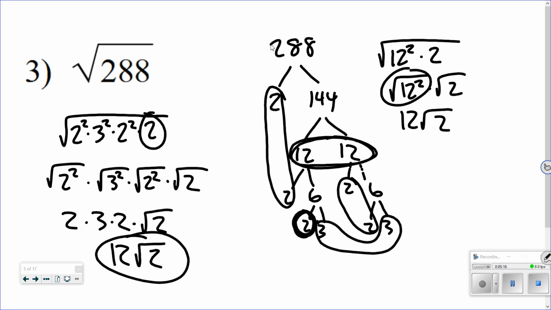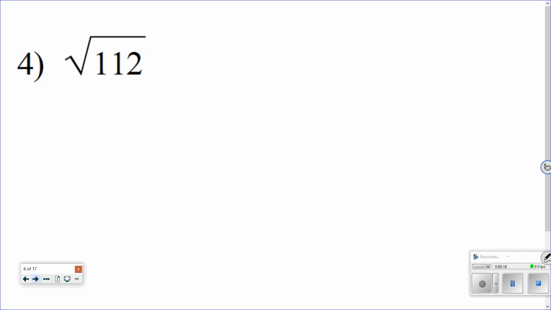And I'm going to put another one up here. I want you guys to give it a try. So pause the video, give it a try, and then I'll go through it with you. It's the square root of 112.